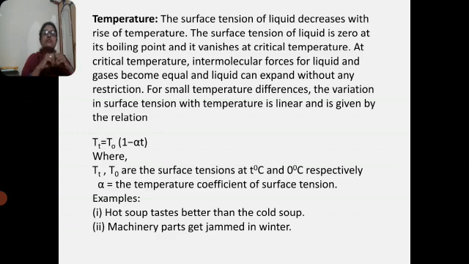For small temperature differences, the variation in surface tension with temperature is linear and is given by the relation Tt = T0(1 - αt), where Tt and T0 are the surface tensions at t degrees Celsius and 0 degrees Celsius respectively, and α is the temperature coefficient of the surface tension. For example, hot soup tastes better than cold soup, and machinery parts get jammed in winter.